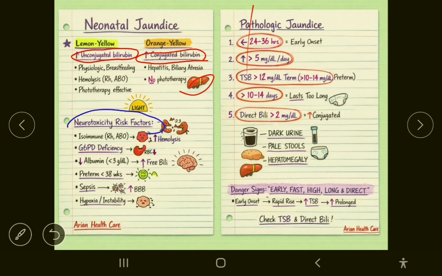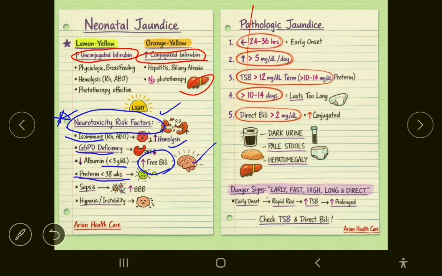Neurotoxicity risk factors. These are important things that we should know about. In isoimmunization and G6PD deficiency, red blood cells break down rapidly, causing a sudden rise in bilirubin. When albumin is less than 3 grams per deciliter, bilirubin cannot bind properly to albumin, increasing free bilirubin, which can cross into the brain and cause kernicterus.